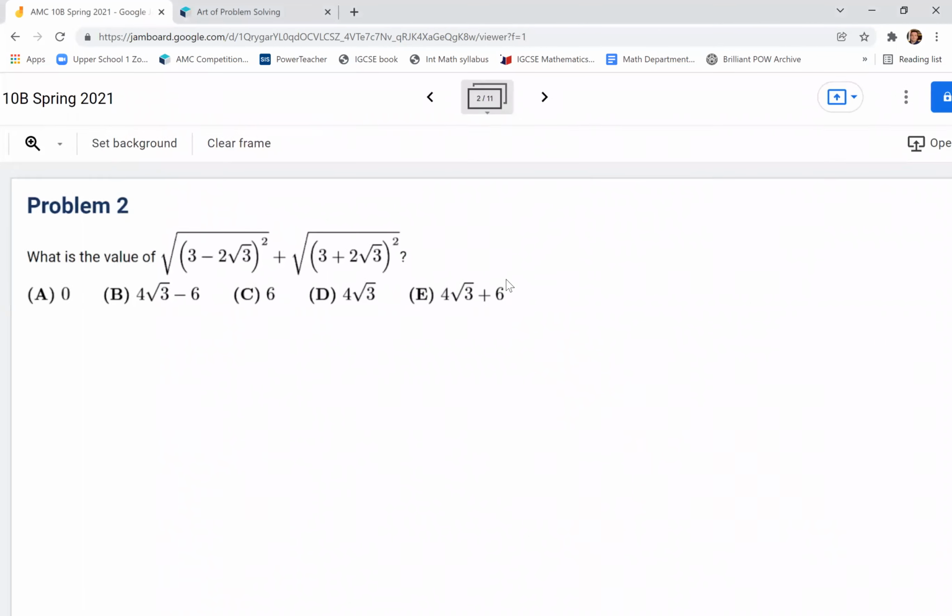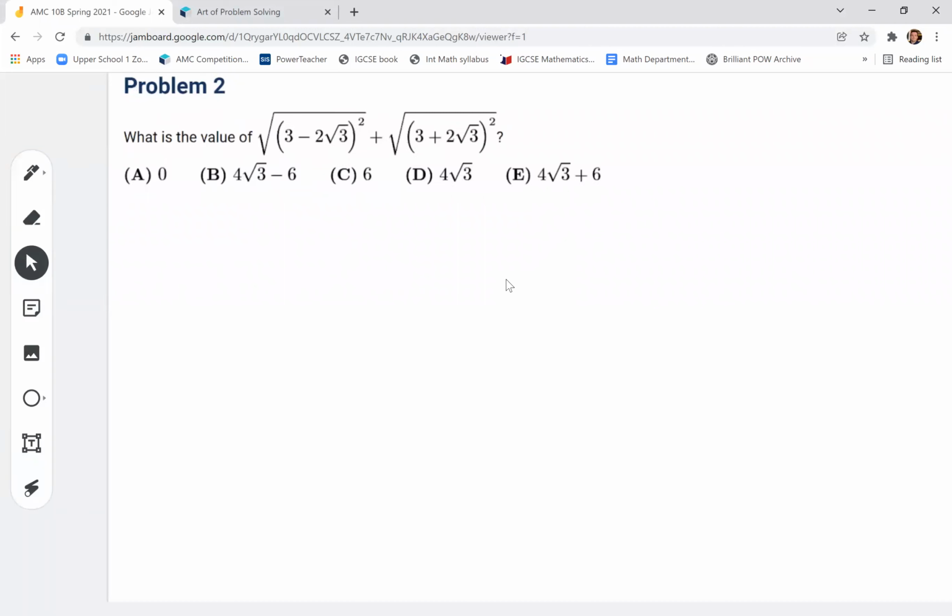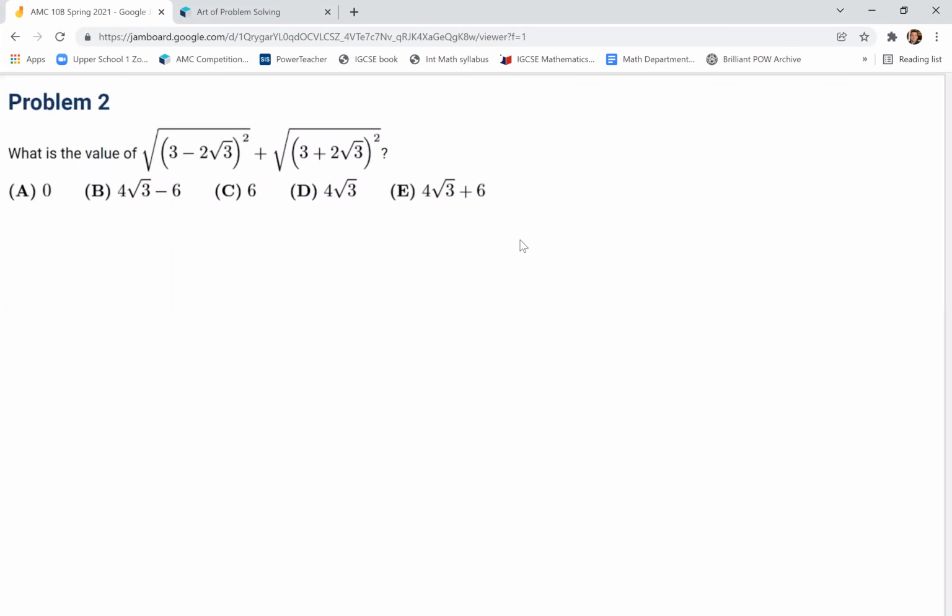Okay. Number 2, what is the value of square root of (3 minus 2 square root 3) squared plus square root of (3 plus 2 square root 3) squared? Okay. Well, luckily, when we square root a square, we end up with the absolute value of whatever that expression is. So in general, square root of a squared will always equal the absolute value of a. So that can make this a lot easier.